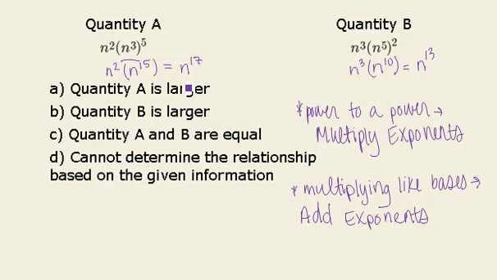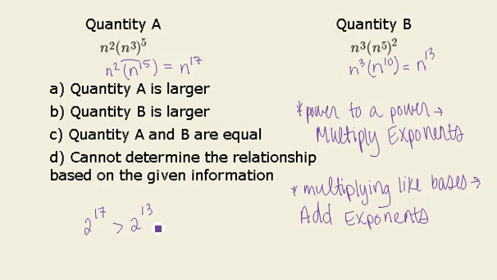Now, it might look like n to the 17th is larger than n to the 13th. So we might automatically assume that quantity A is larger. However, that would be plugging in a positive number. For example, 2 to the 17th is greater than 2 to the 13th.